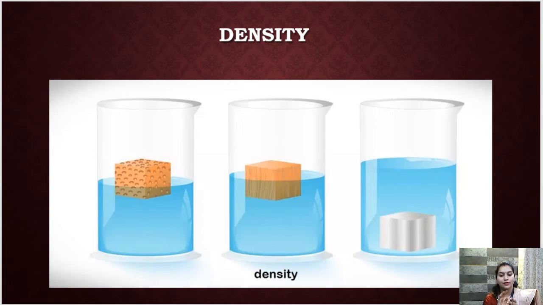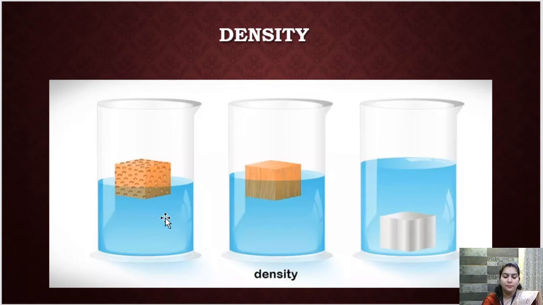Okay, so we have something that is floating in water and we have a few things that settle at the bottom. So what is this property which is enabling some material to float and some material to settle down at the bottom? What is it? This is called density. What is this called, children? This is called density. Okay.